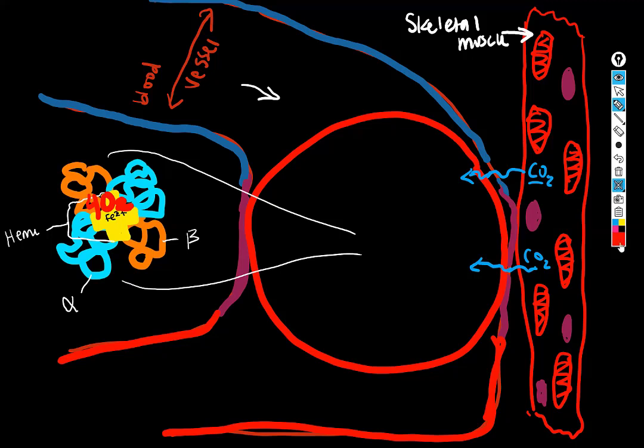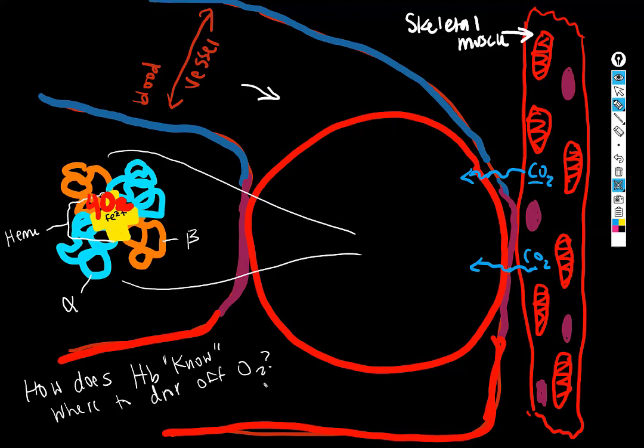So the question is, hemoglobin is often abbreviated Hb, by the way. So if you see me write that, that's what I mean. How does hemoglobin know where it's supposed to drop oxygen off? What tells it? It's just a carrier.